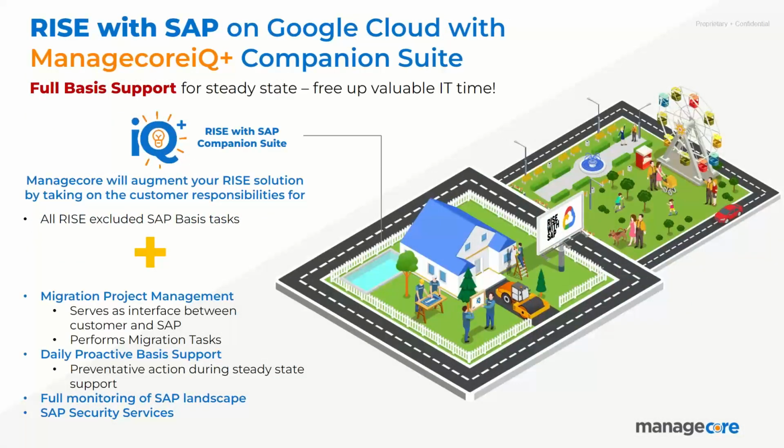So when we talk about moving into an operational model, one of the things that Managecore has done is we've created our Managecore IQ Plus solution. And so IQ Plus is a companion suite to the SAP RISE solution. It's meant for us to plug into SAP RISE and ultimately complement those services that are happening. And so going to that house analogy, it's kind of like hiring a lawn service, hiring a pest control service, hiring a painter, someone to put in a pool for you. Managecore is able to take care of all of those tasks. And ultimately what that allows is for your IT team to be freed up so that they can focus on something other than just keeping the lights on.